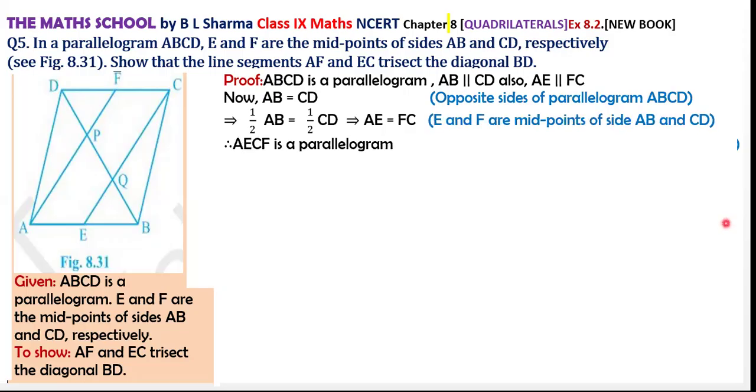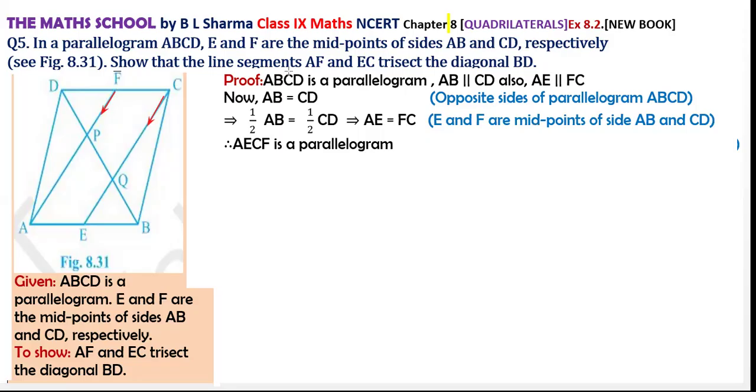तो AECF is a parallelogram. हमने ये प्रूव किया है. सेकंड पार्ट ये हुआ कि देखिए, now you consider when the two triangles are parallel, it means opposite sides are parallel. So this is parallel to this. PF is parallel to QC because these are opposite sides of parallelogram AECF.